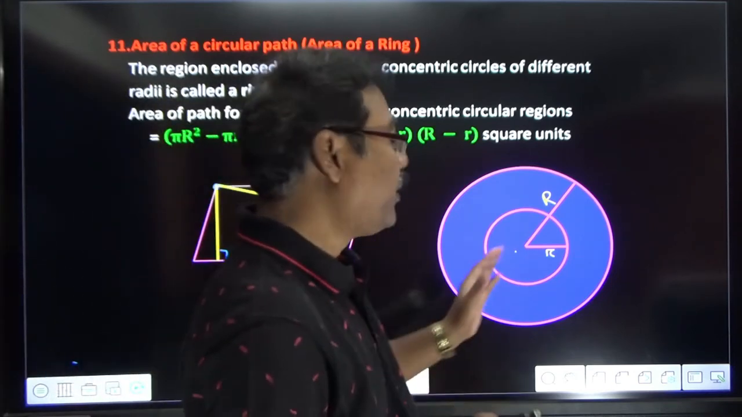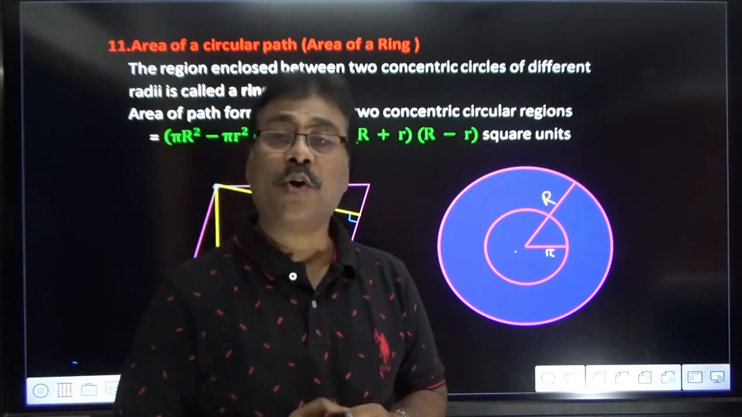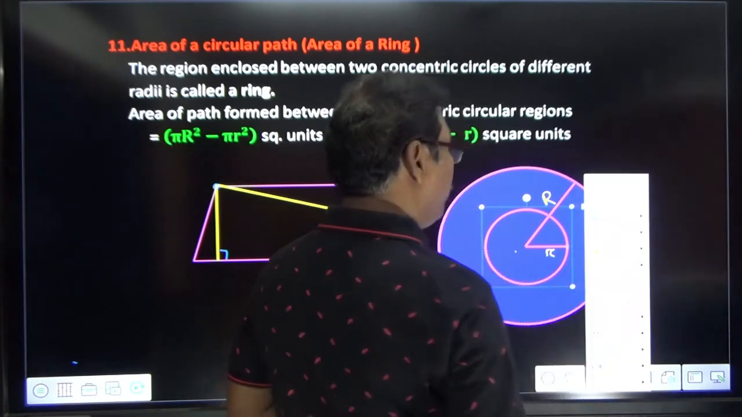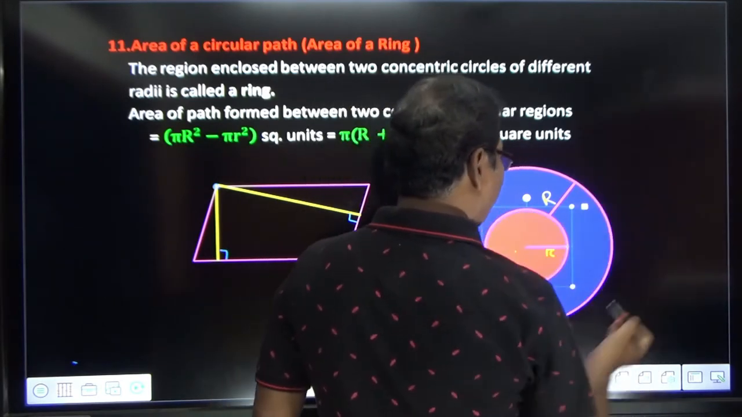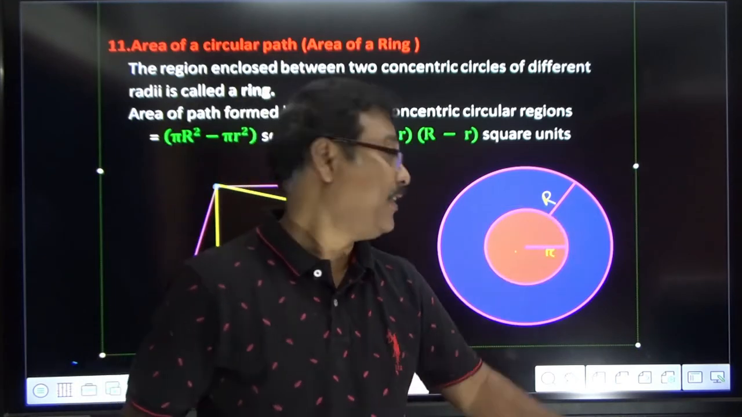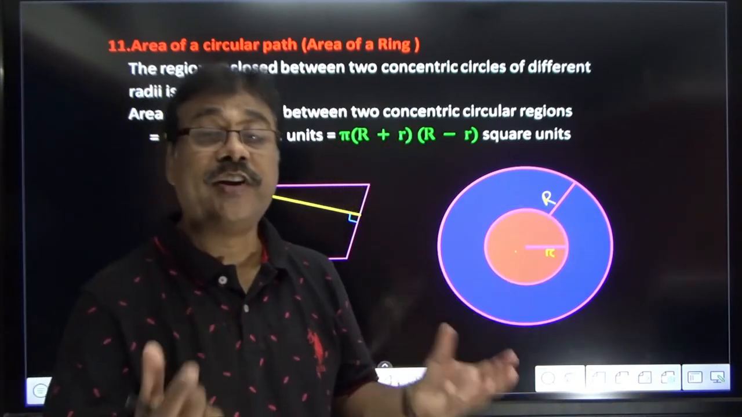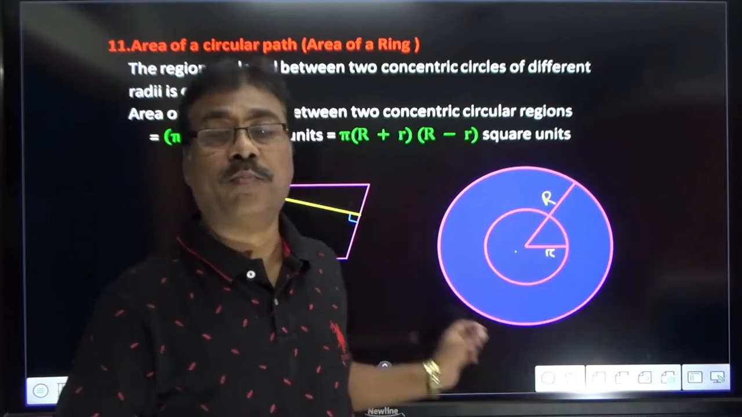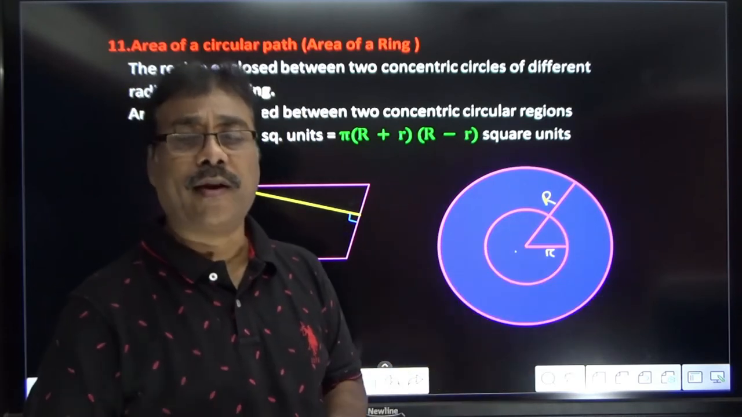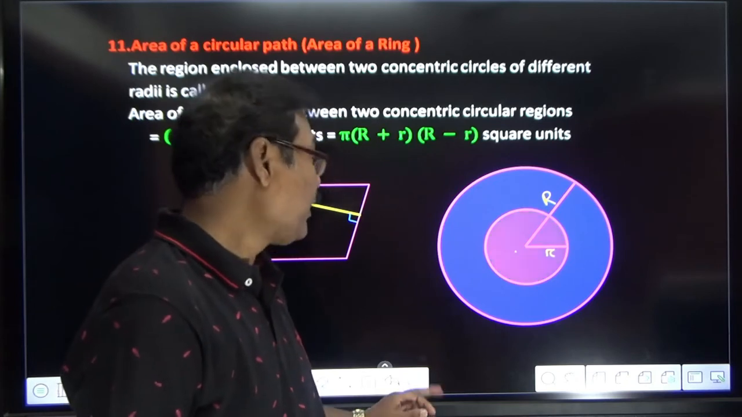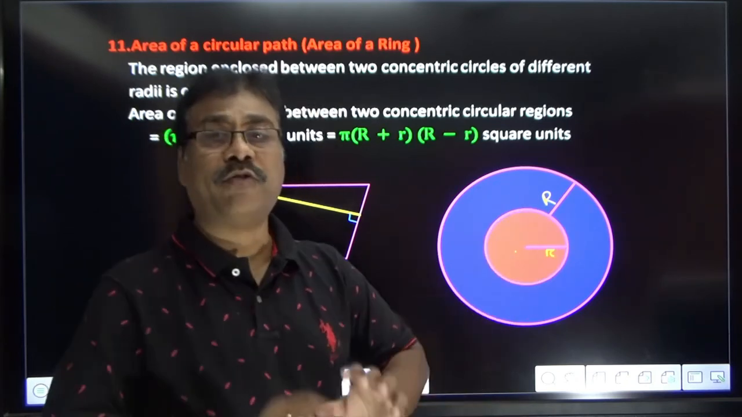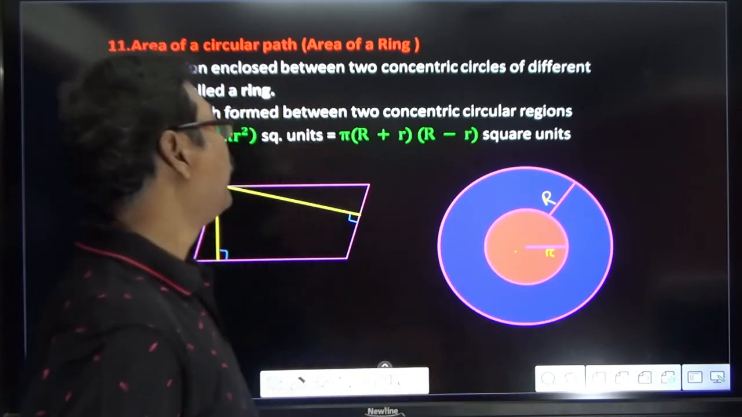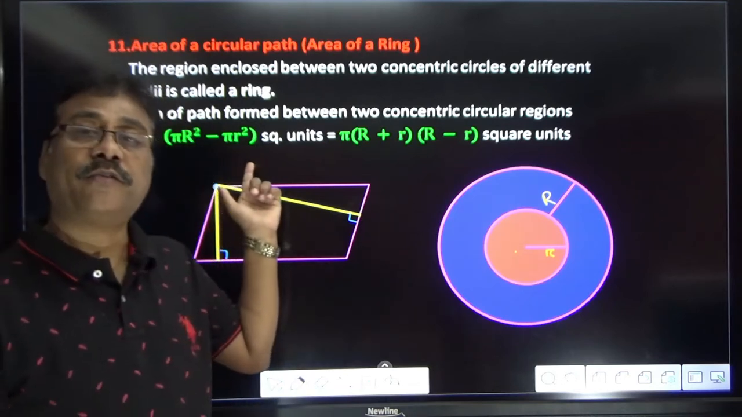Okay? For concentric circle, what is the area of the concentric circle? Area of concentric circle is this blue part only. When I fill it like this, this blue part is the area of the concentric circle, and that is how we will get it. First, I will find the area of this blue part, pi into capital R square. From that I will subtract the area of this red part, pi into small r square. So that will give me pi into capital R square minus pi into small r square.